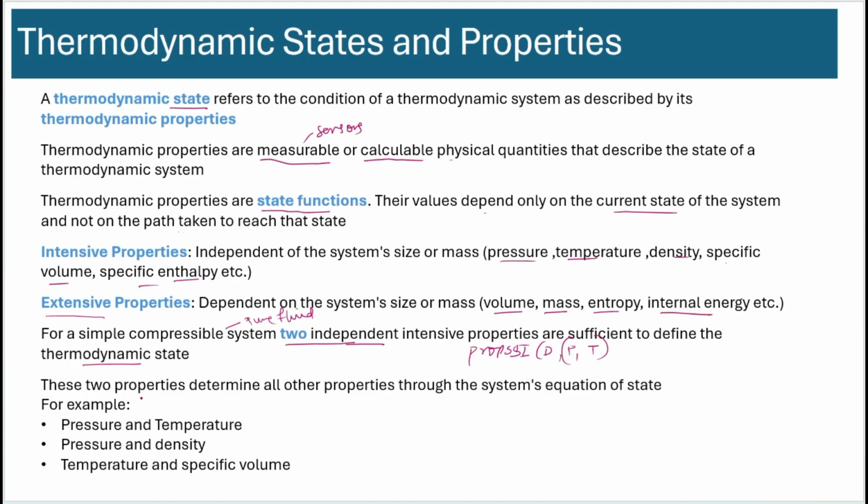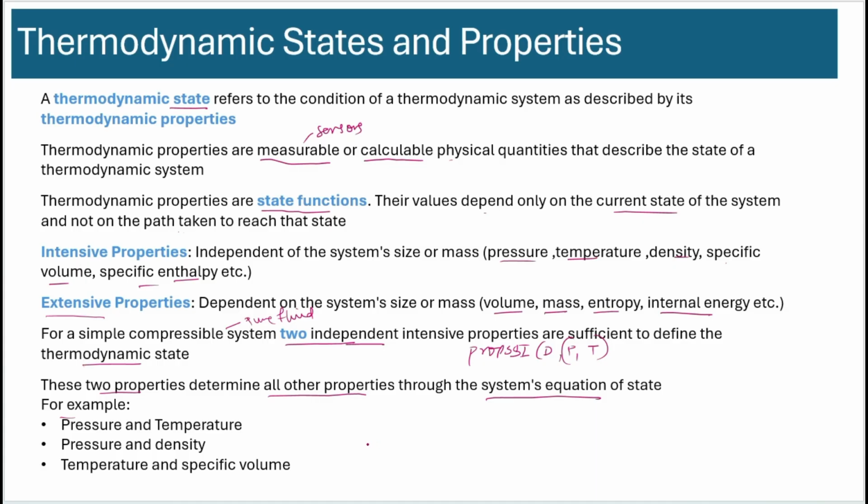And how do they achieve that? These two properties determine all the other properties through a system's equation of state. And again, this is for a pure fluid. If it's a mixture, you will need more than two properties. If it's a mixture of two pure fluids, you need more information. For example, you'll need the information on the mixing ratio in addition to the pressure and temperature.